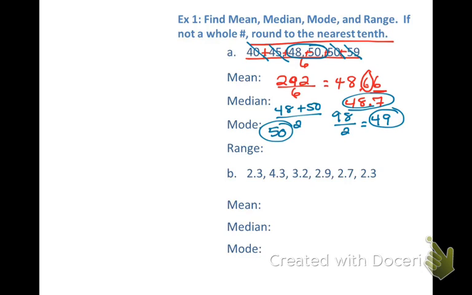Range. You would do 59 minus 40 equals 19.